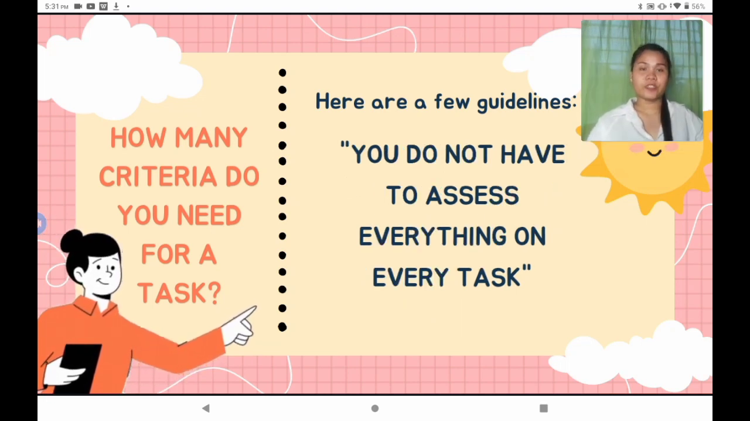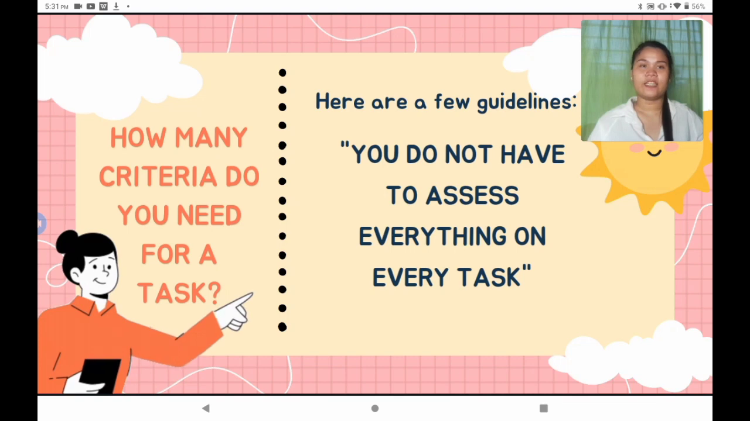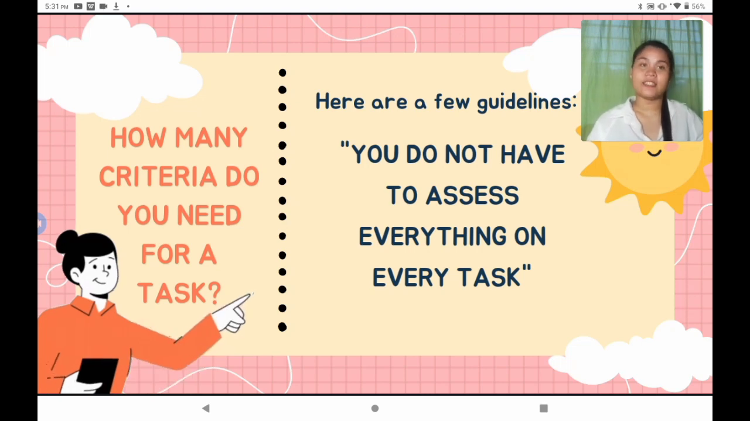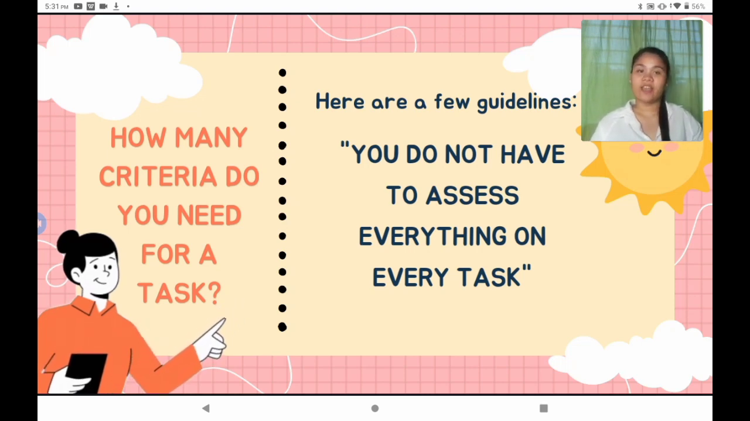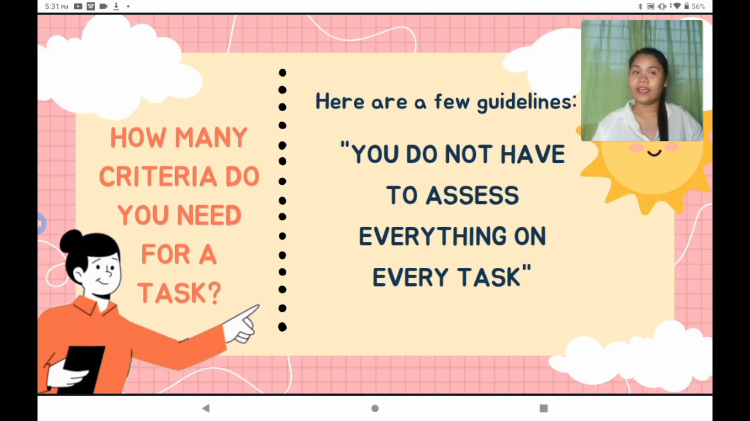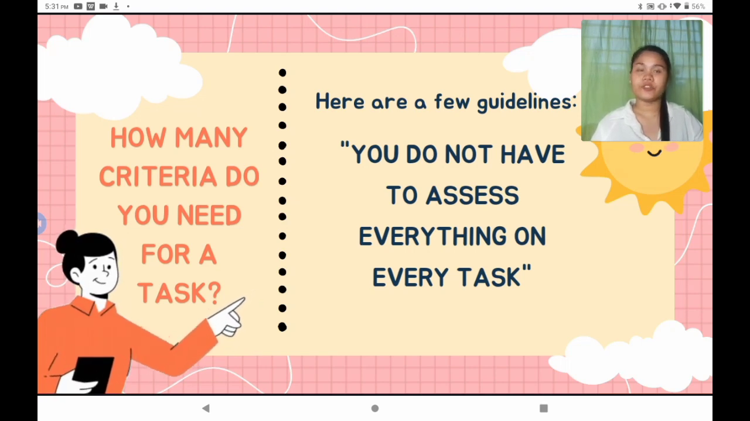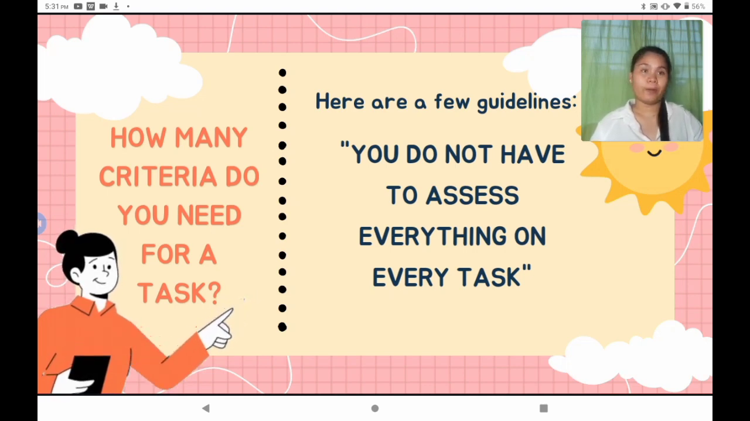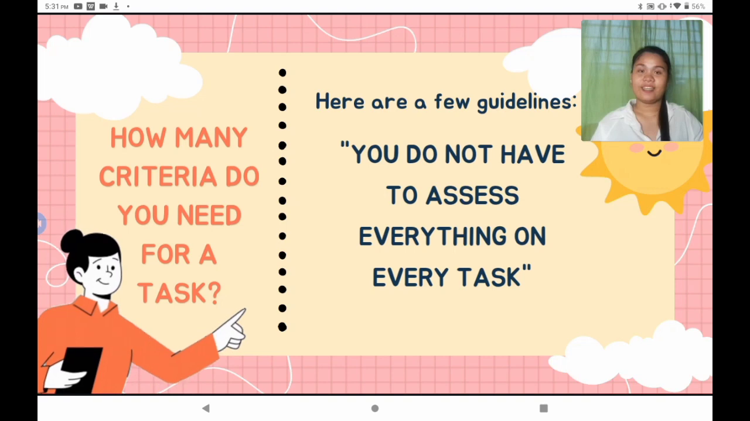So now, let's proceed to the second guideline. Kindly read all together. The second guideline states that you do not have to assess everything on every task. Why? Because it is clear to your students that you expect something from them out of the criteria that you make for a particular task.